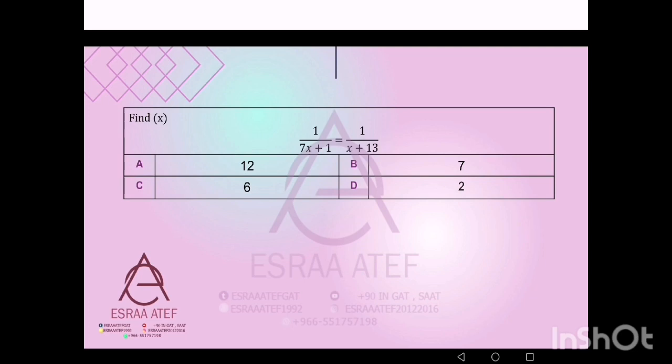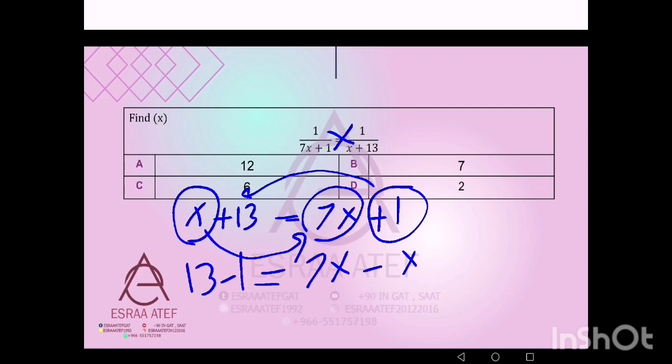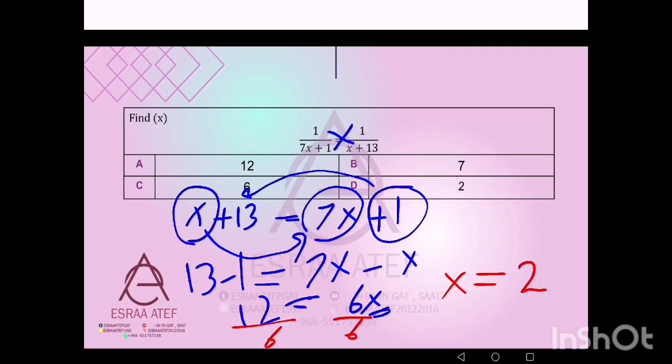Next one, here we have two fractions, so we can solve it by cross multiplication. So x plus 13 equals 7x plus 1, and then solve x's with each other, so we will take it here, so 7x minus x, and take 1 to the other side, so it will be 13 minus 1. 7x minus x will be 6x, and 13 minus 1 will be 12. To get x, we will divide by 6, so dividing here by 6 and here by 6, so x equals 2.